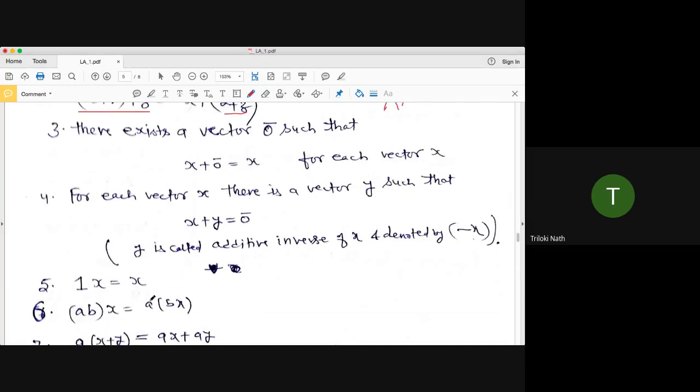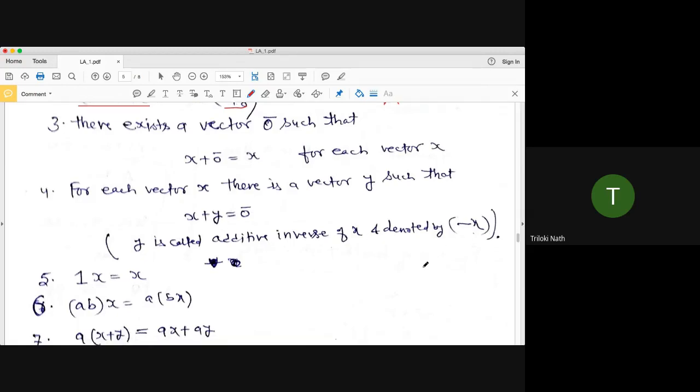Similarly, for every vector x, there is another vector y such that x plus y is 0. So I think you have understood. Go 5 km east, then come back 5 km west. You are at the same place, 0 place, right? So y is called the additive inverse of x and denoted by negative of x.